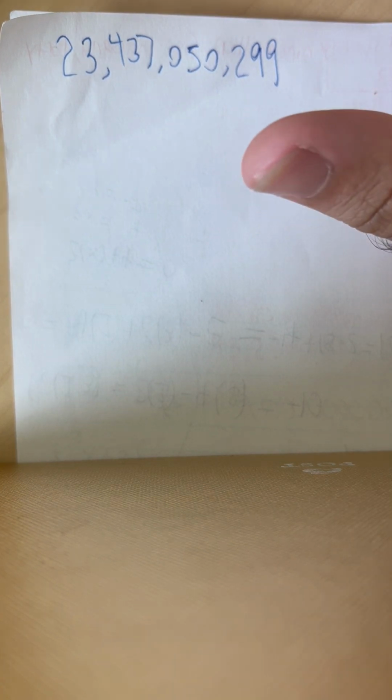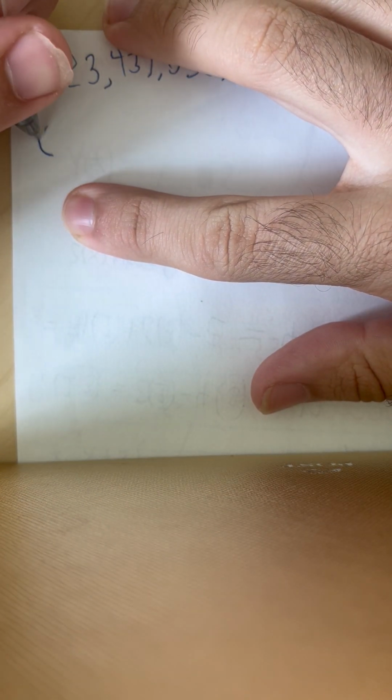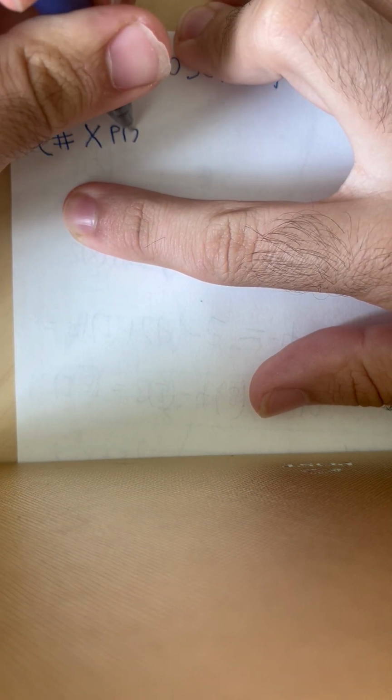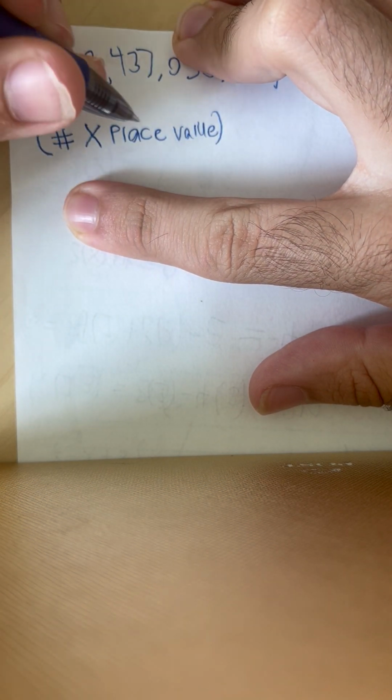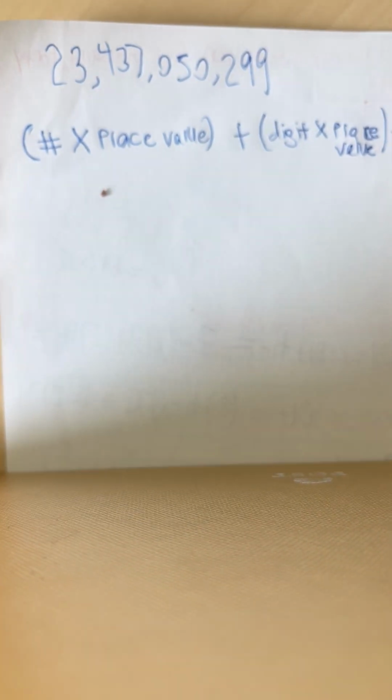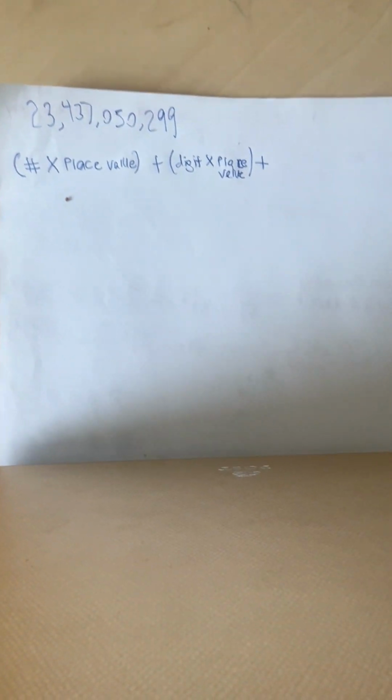Now, there's something you should remember. You have to write the digit times the place value of that digit. And then you're going to do the same thing with all the others. Add digit times place value, and so on. You're going to keep on adding over and over again. So let's go ahead and get started.